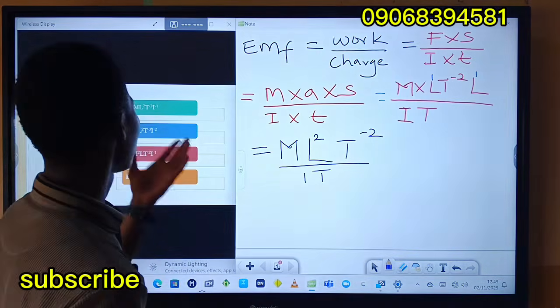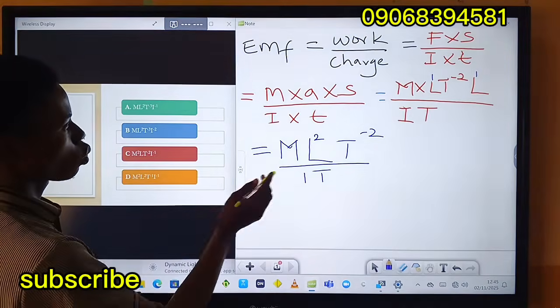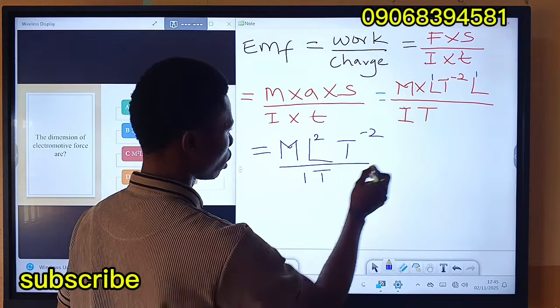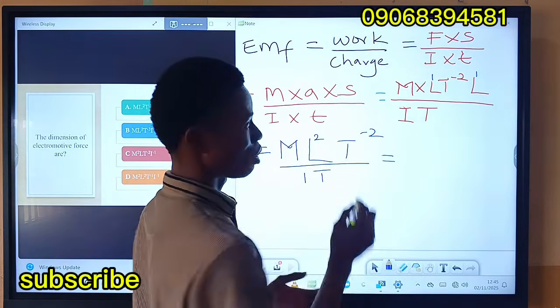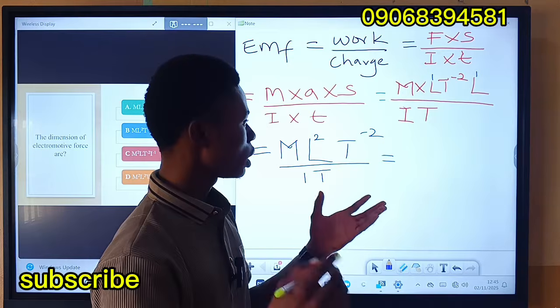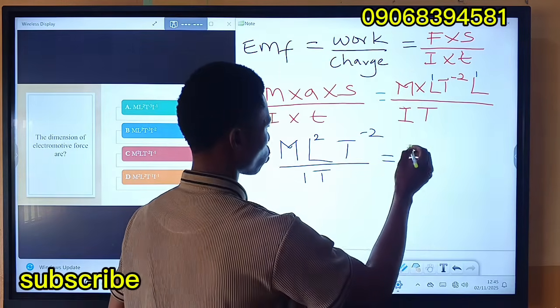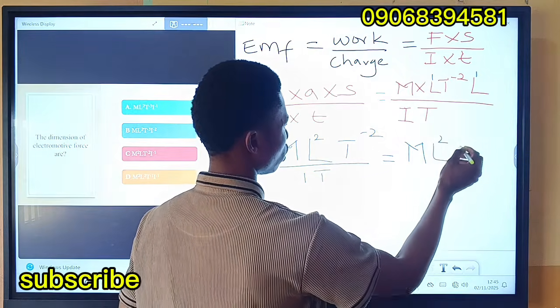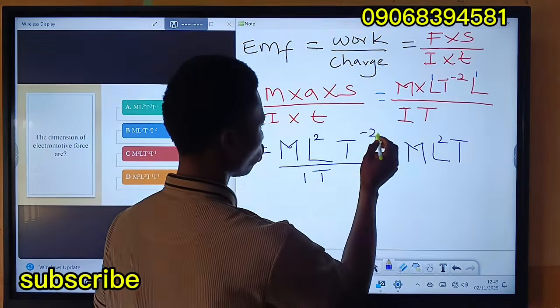Now, if you check the options, it's not in this form, so we have to bring it to this format. I have t here, I have t here. I'm taking it step by step. When you know how to do it, you can do this in seconds, but I'm taking it step by step so you understand. So this is m l raised to power 2, then t raised to power, now we have minus 2.